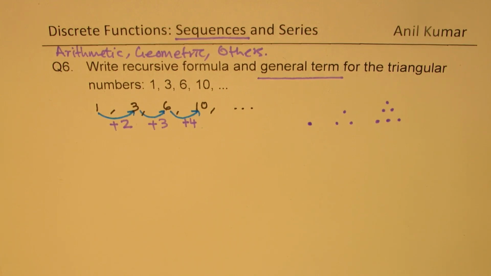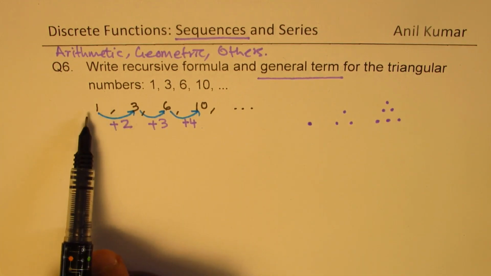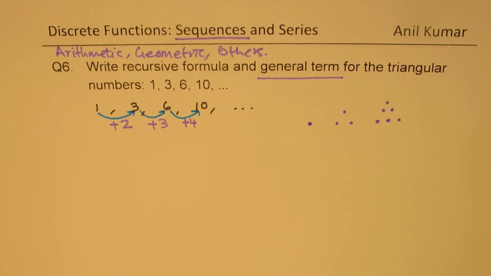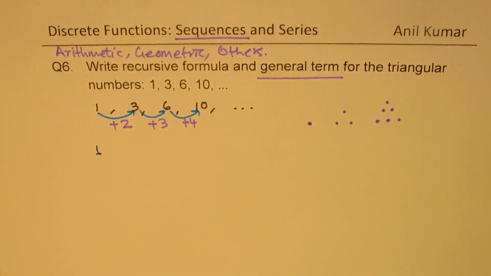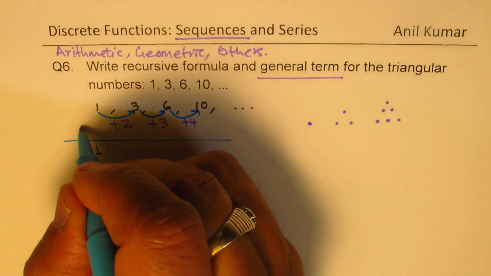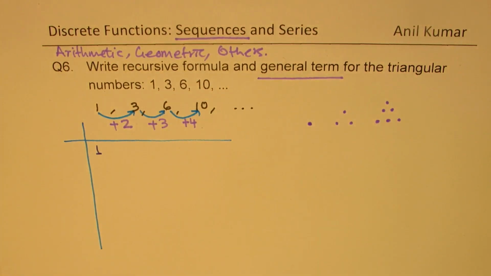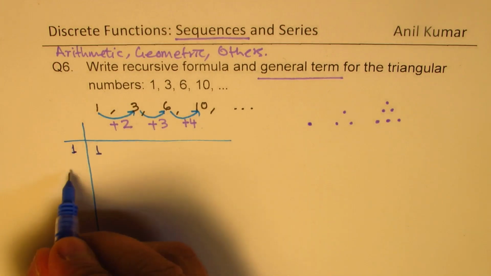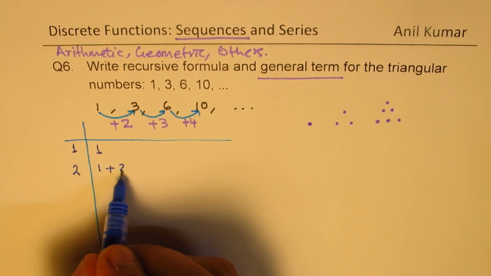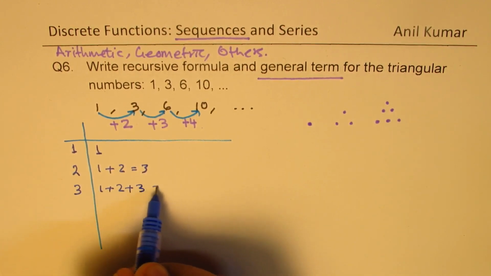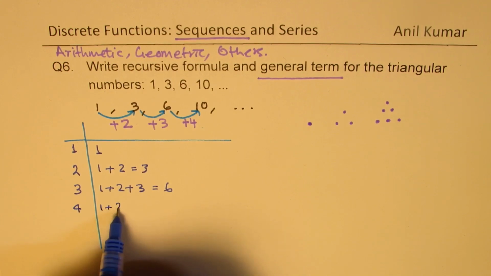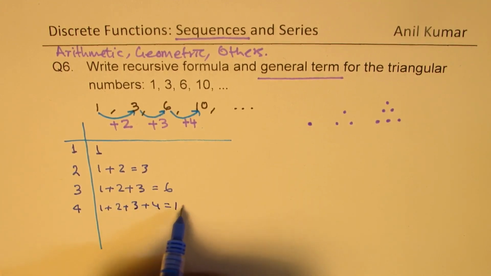How do I write this as a general term? So what is going to be the nth term? You can see that the number here, which is 3, could be written as, so the first number is 1, correct? So let me make a table to help this out and derive the formula, right? As far as the first term is concerned, it is 1. The second number is 1 plus 2, and we get 3, right? The third number is 1 plus 2 plus 3, and we get 6. And the fourth number is 1 plus 2 plus 3 plus 4, and then we get 10.